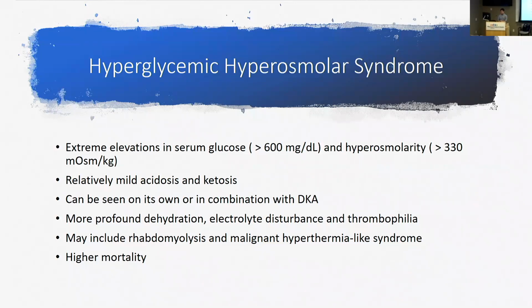These patients tend to present with much more profound dehydration, much more significant electrolyte disturbances, and a much higher risk for clots. They may also get rhabdo, and they can have a malignant hyperthermia-like syndrome where they have extremely high and difficult to control temperatures. And HHS, though it's much more rare, does tend to have a significantly higher mortality rate than DKA on its own. So it's an important thing to consider. We treat it a bit differently and it generally requires longer treatment, a much more aggressive approach to fluid management and fluid resuscitation, and electrolyte replacement.